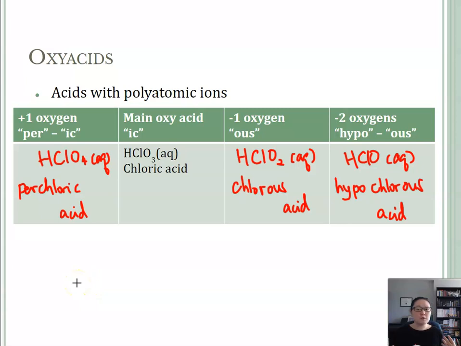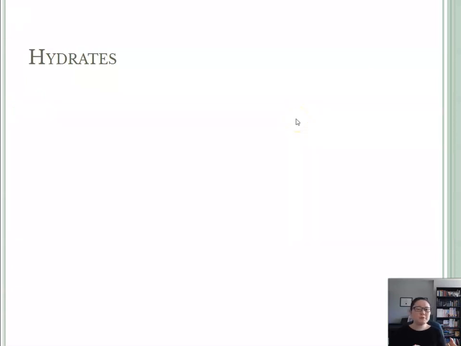Now the number of hydrogens is going to depend on the charge of your polyatomic ion, however many you need to make that overall charge to be 0, because these acids are compounds after all. Now hydrates aren't going to show up a whole bunch, but they do exist, and you will see a lot of chemicals being sold as hydrates because that's just how they exist. And you'll also see them in this course at very, very specific times.